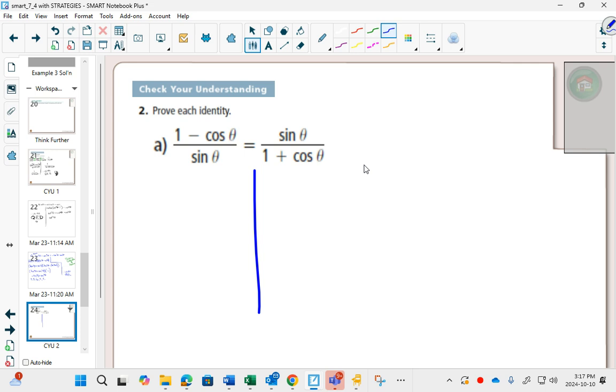Can I change 1 minus cos to something? No, because it's not squared. We can only change things if they're squared.